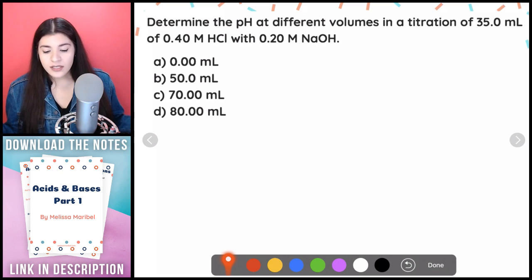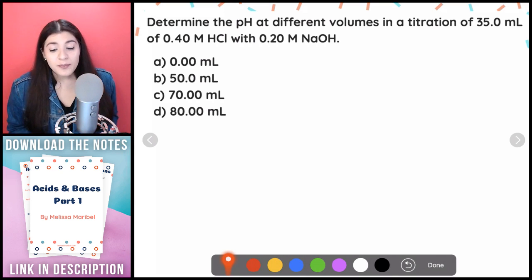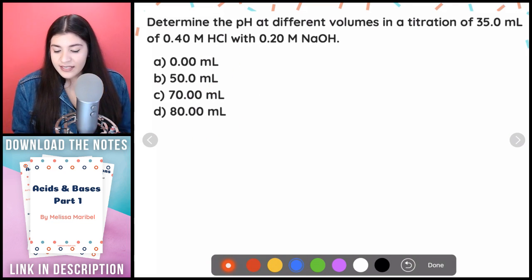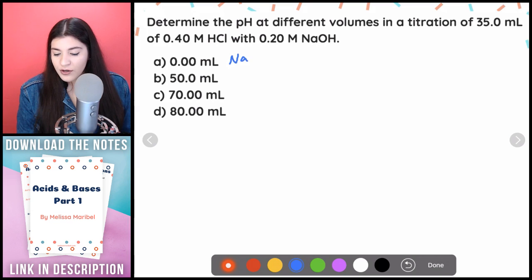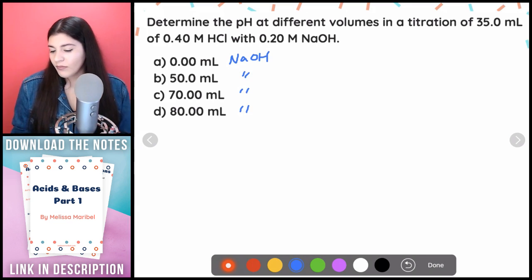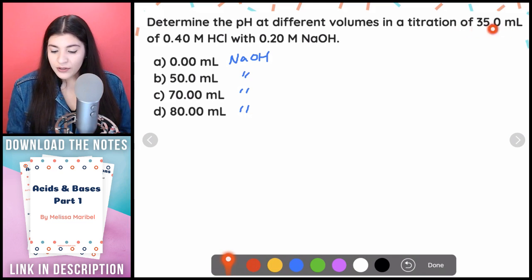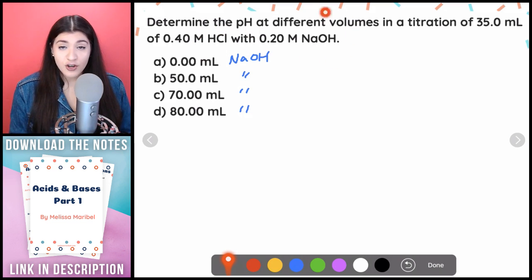So let's see what this is asking us. It's saying determine the pH at different volumes. Every single one of these volumes, by the way, is going to be of NaOH, right? So we're talking about our base for every single one of these. And then in a titration of 35 mL of a 0.4 molar solution of HCl, that's our strong acid, and then they give us the molarity of our strong base.